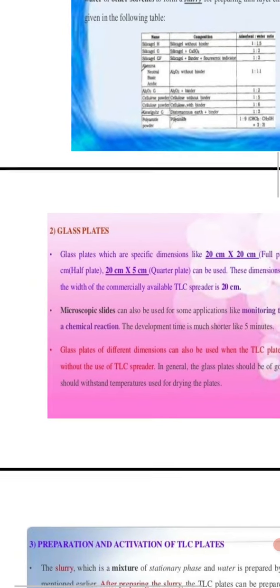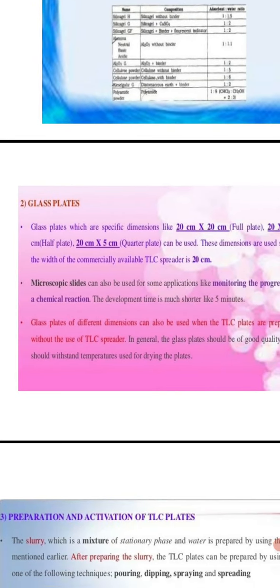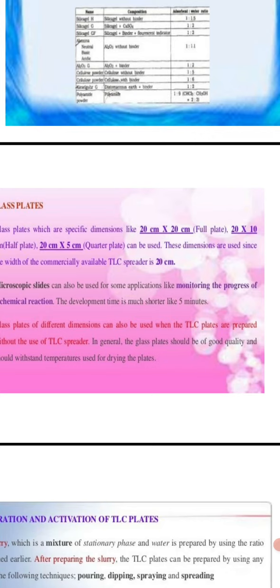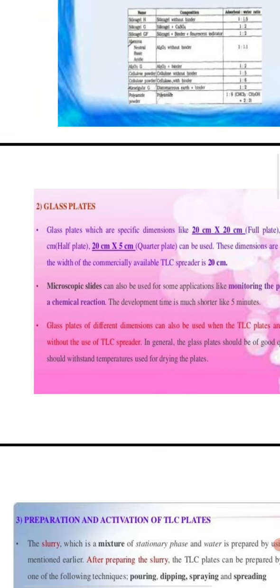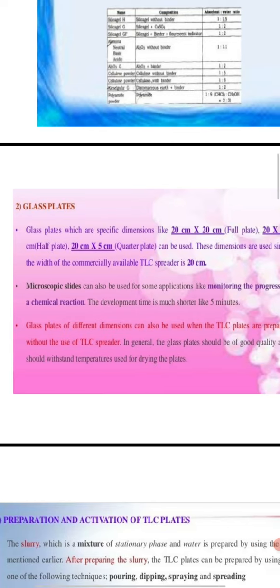Next point is the glass plate. Second point is the glass plates. So glass plates which are specific dimensions like 20 centimeter multiplied by 20, means which has height 20 centimeter as well as width also the 20 centimeter, that is the full plate, and 20 multiplied by 10 centimeter, that is the half plate, and 20 centimeter multiplied by 5 centimeter, that is the quarter plate, can be used as a glass plates or as a supporting medium in case of the TLC, that is thin layer chromatography.